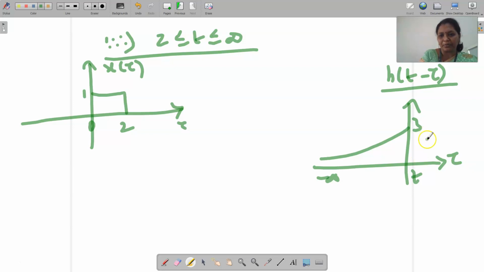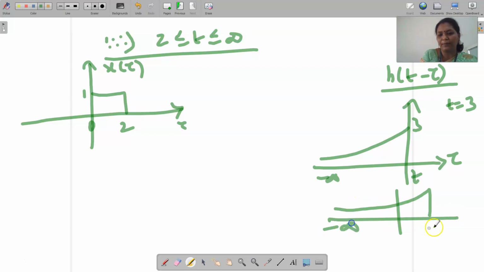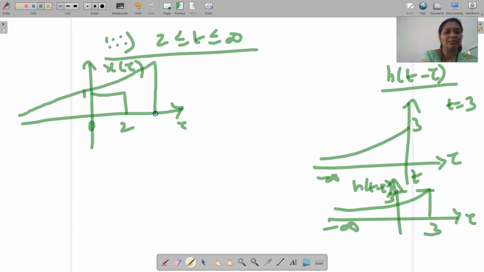And then if I take 2 to infinity, let me take t equal to 3 because the case is 2 to infinity. So I will have minus infinity to 3. Your diagram will be like this. This is for h of t minus tau. Okay. So compare your x of tau and h of t minus tau. Here you have 0 to 2, so definitely it is coming up to 3. So after 2 only you have to draw your h of t minus tau.